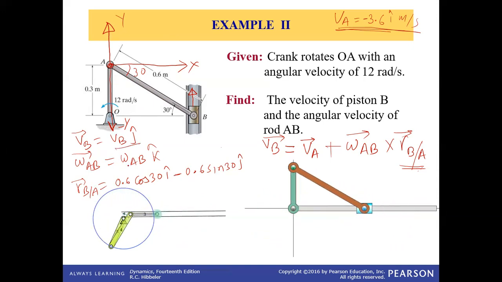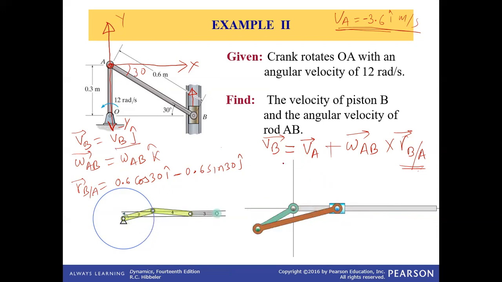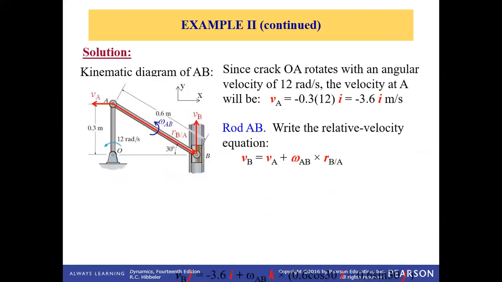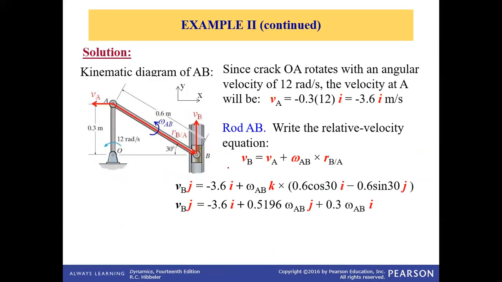So for vB, now you just plug in. I have done it nicely in the slide here. Just plug in this guy. So everything is plugged in: vB is vB j, omega is omega AB k, and this is r B/A. I just plugged in. I didn't do anything here.